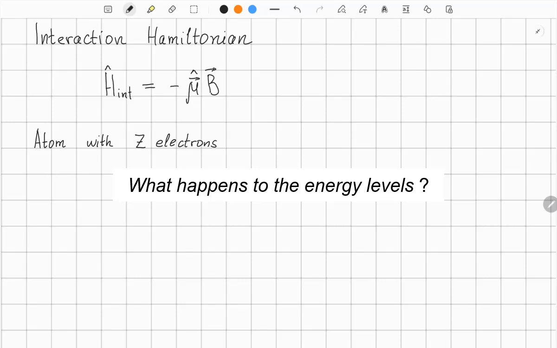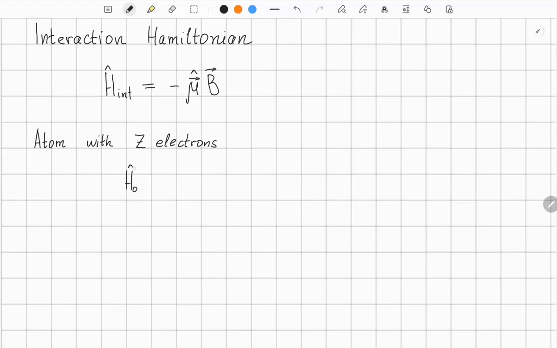Okay, let us first describe some general characteristics of the quantum mechanical state of an atom. To do this, I will write down the Hamiltonian for an atom with Z electrons. In the zeroth approximation, it includes the kinetic energy of each electron, the Coulomb attraction to the nucleus, and the electrostatic repulsion between electrons.